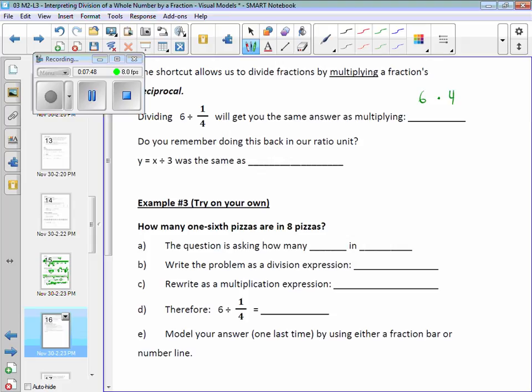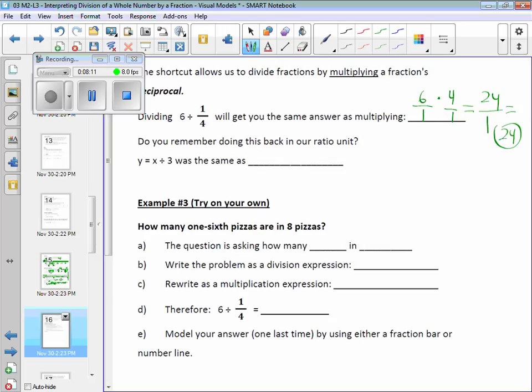Now, in essence, really to do this, the whole number 6 is what as an improper fraction? 6/1. And then you get 6 times 4, which is 24. Remember, it's tops times tops, bottoms times bottoms. Over 1, which is equal to 24.